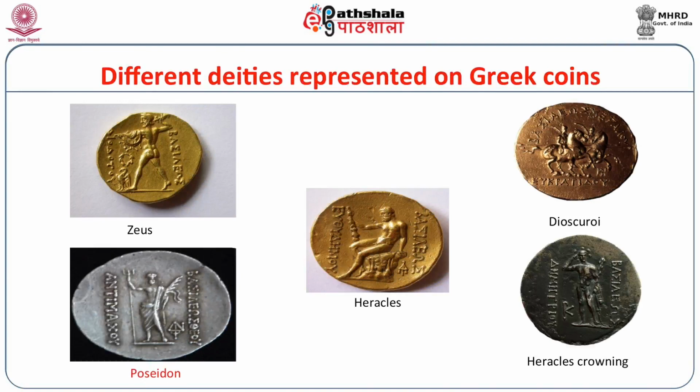We have representations of Zeus, who actually was the father of the Greek deities. Then we have Poseidon, who has a similarity with Shiva. Then we have Heracles sitting on a rock with his club. Then again we have the Dioscuri, the very important representations of the two brothers, Castor and Pollux. And then we find Heracles crowning himself. So these are very important depictions which are related to power and patronage.